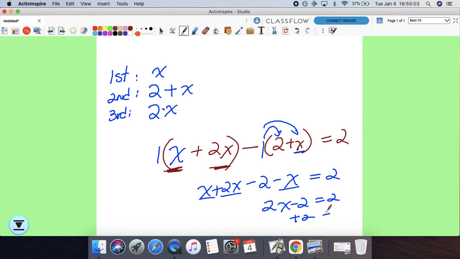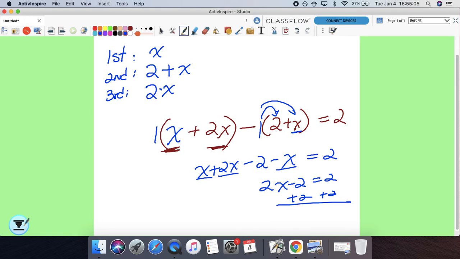Add 2 to both sides, and we get 2x equals 4. Right? And divide both sides by 2. x equals 2. Well, the first number is 2. The second number is going to be 2 plus 2, which is 4. And the third number is going to be twice the first, which is also 4.